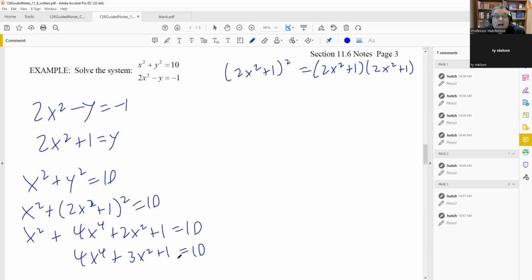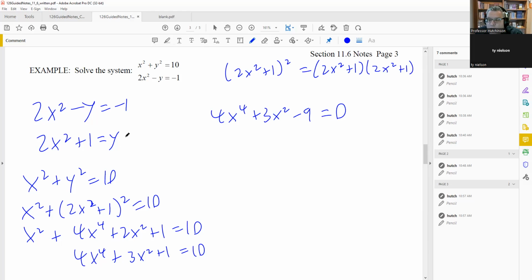Now it is quadratic in style, so what I would do here is subtract the 10. So 4x to the fourth plus 3x squared. If I have 1 minus 10, that's a minus 9. And I have that right there. So at this point, we want to do a factoring step on this one. Again, this is different than the way we did it in the notes, but we'll go ahead and show this.